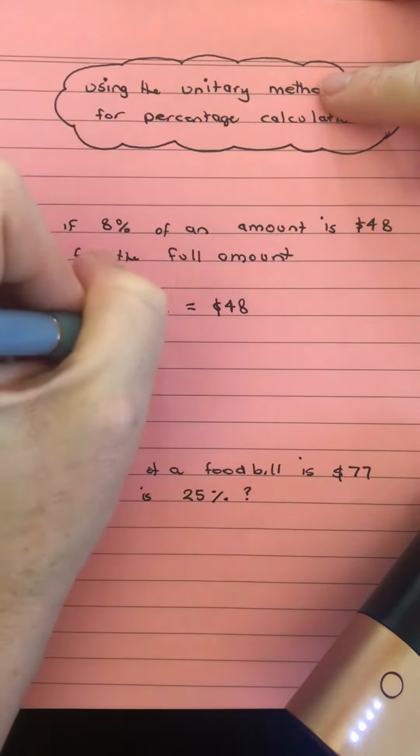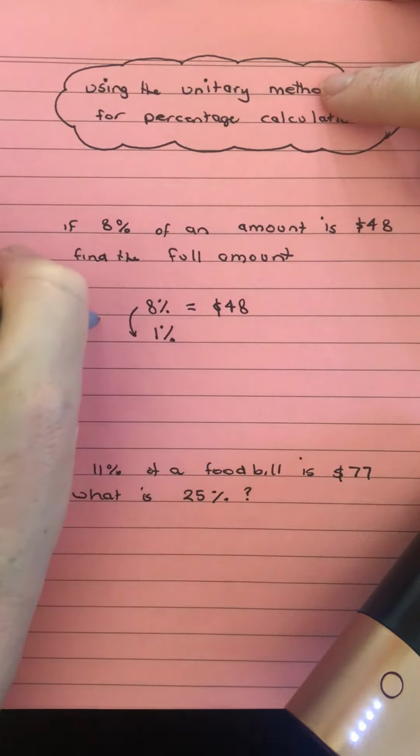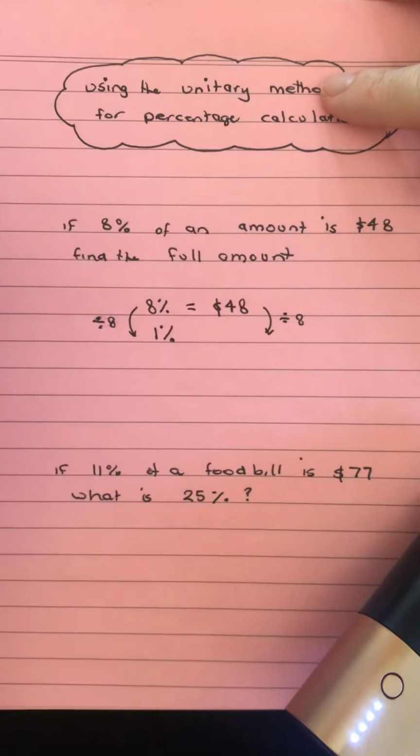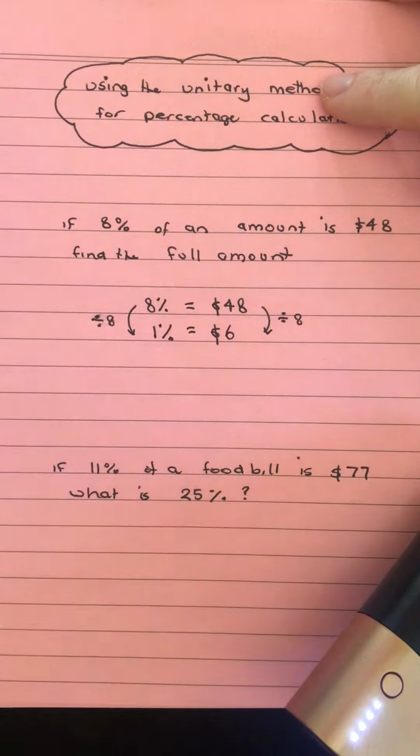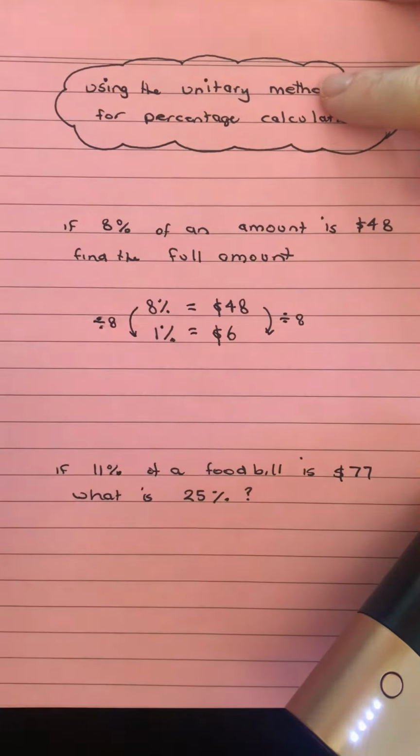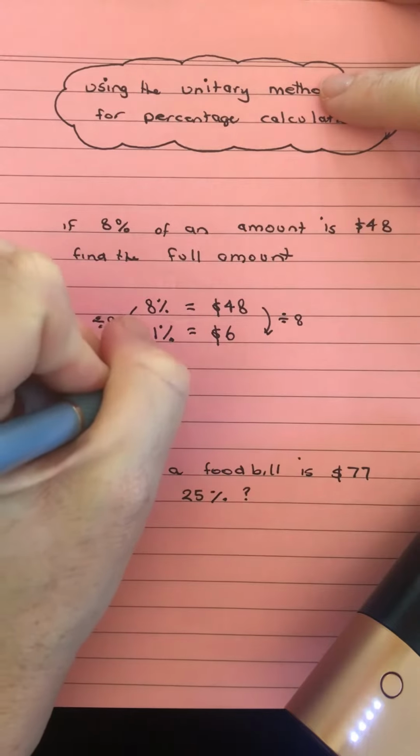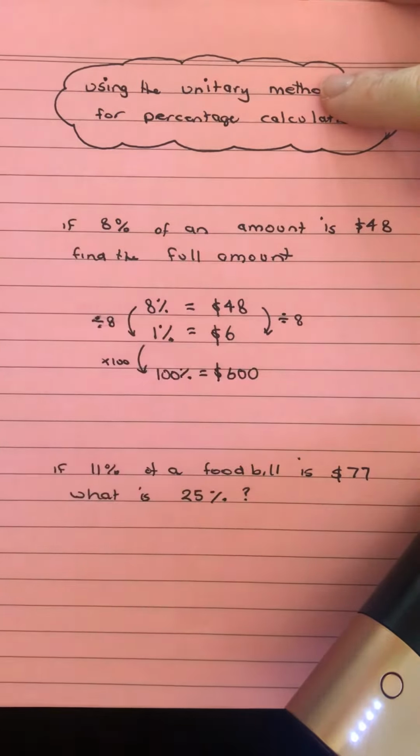So my first step will be to find out what 1% is. To get from 8 to 1, I've divided by 8, so I'm going to divide this one by 8. And 48 divided by 8 gives me 6. Then if I want the full amount, that's 100%, so I'm going to times that by 100. And so that will be $600 is the full amount.